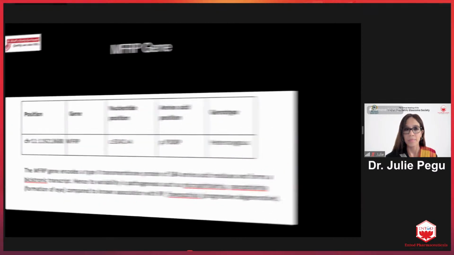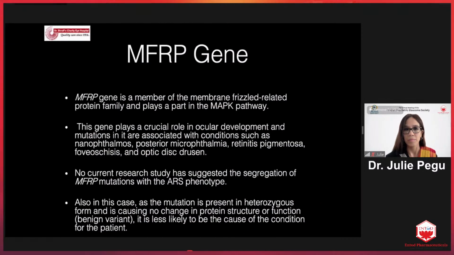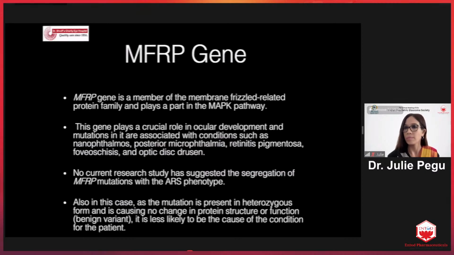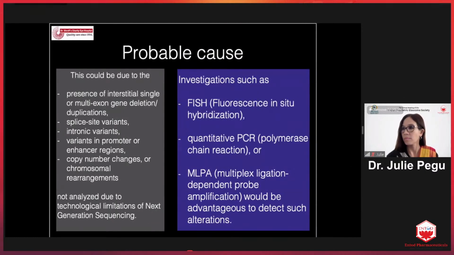The MFRP gene encodes a type 2 transmembrane protein. The MFRP gene plays a crucial role in ocular development and has been found to be associated with conditions such as nanophthalmos, posterior microphthalmos, retinitis pigmentosa, foveoschisis, and optic disc drusen. No current research study has suggested the segregation of MFRP mutations to the ARS phenotype. Also, in this case, as the mutation is present in heterozygous form and is causing no change in protein structure or function, it is less likely to be the cause of the condition for the patient.